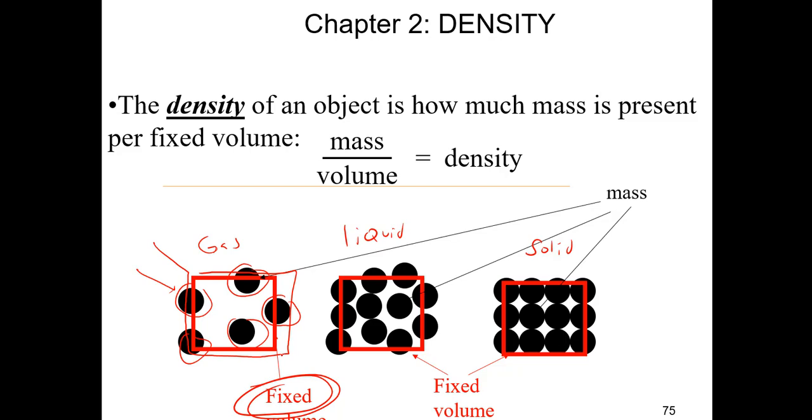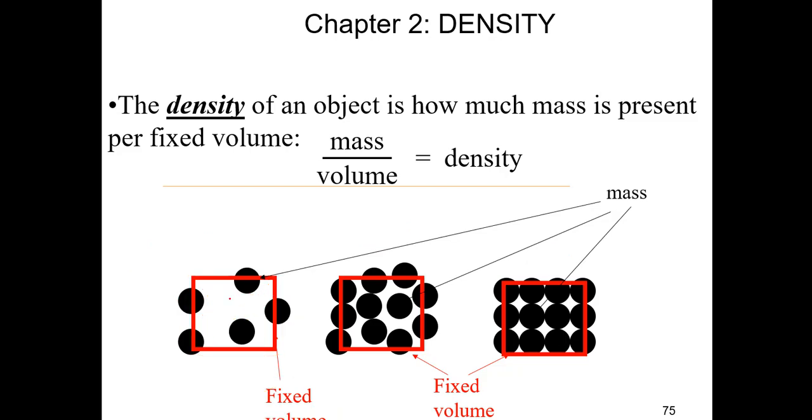Now, if we look inside the box, you'll notice that the gas particles are a little bit farther away from each other than the liquid particles. And then the solid particles are super close. So this introduces our concept of density. Density is a measure of compactness.